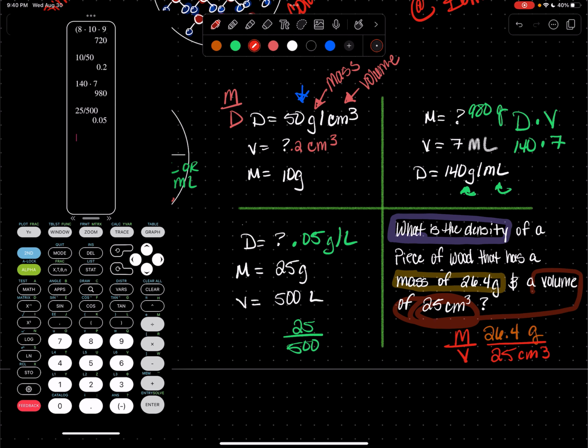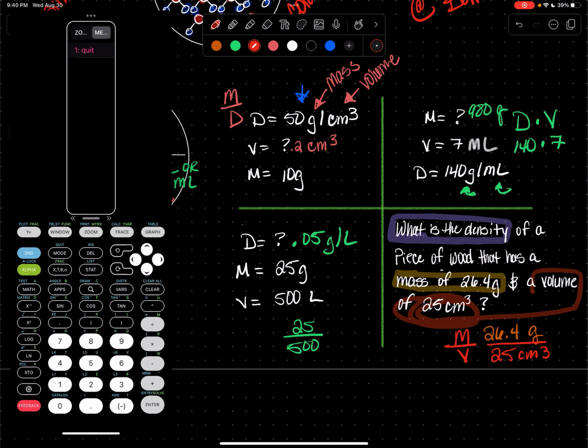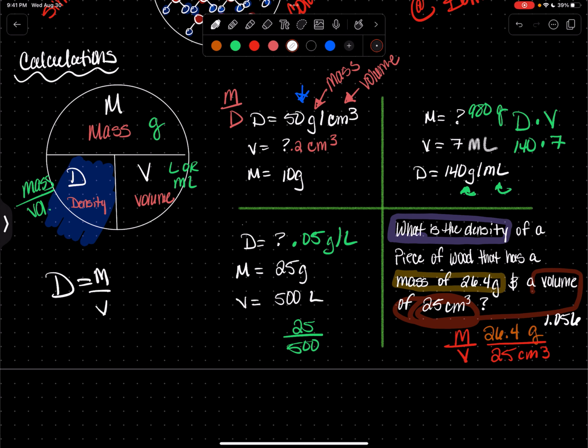I then put that same stuff in my calculator. Okay. That'll work. 26.4 divided by 25 gives me 1.056. That's too many numbers. You can always in Mr. Cole's class round to 2 decimal places. So we're going to practice those rounding rules. That 6 is going to make that 5 round up. So my final answer here will be my density is equal to 1.06 what? Grams per centimeter cubed.